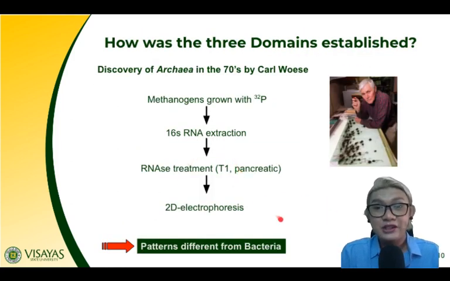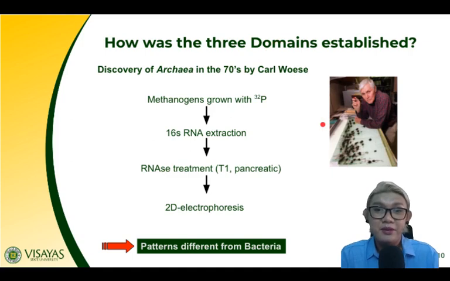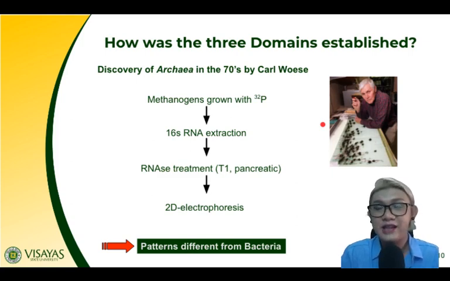So how was this three-domain system established? We are already familiar with Carl Woese, who studied the methanogens. He studied the 16S RNA of this particular prokaryote, and he found out that if you compare them to other bacteria, it has a really different pattern. And so he established the three-domain system. Before, methanogens were classified as bacteria, but now they have a different domain already. That is the domain Archaea.